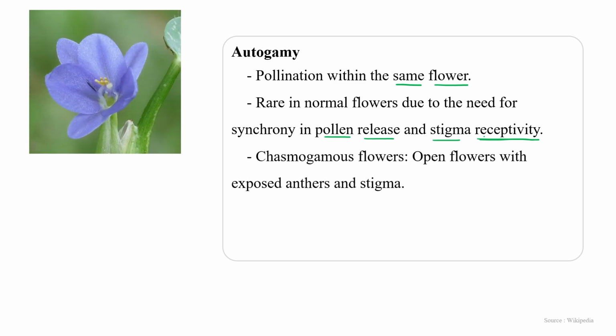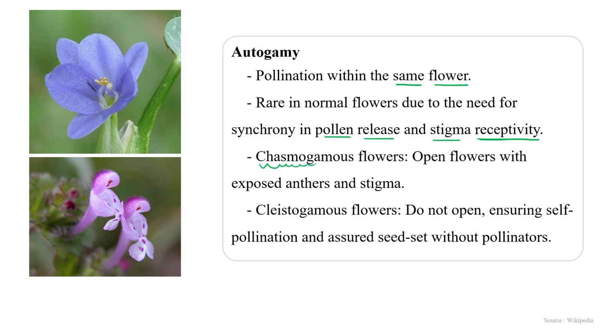There are two types of flowers. One is known as chasmogamous flower, another is known as cleistogamous flower. So chasmogamous flowers are like this, open flowers with exposed anther and stigma. Another type of flower is like this, which does not come under the open flower category, so they are not open. In this flower, they ensure self-pollination and assure seed set without a pollinator. They don't need any kind of pollinator agent.